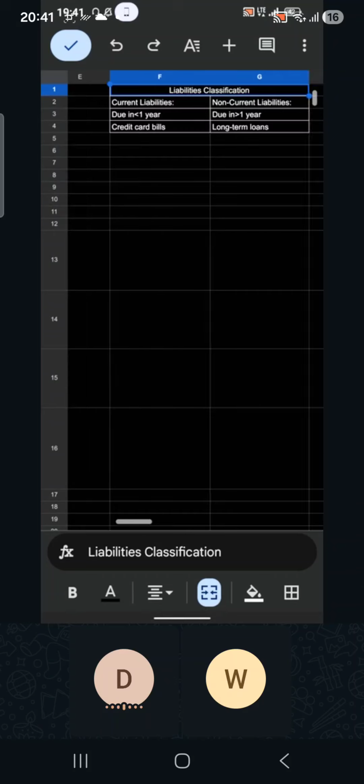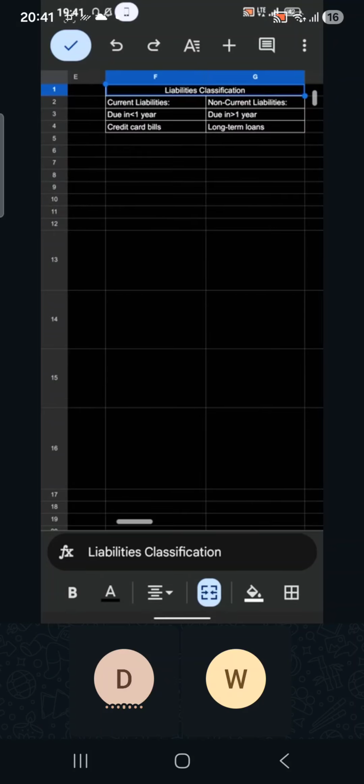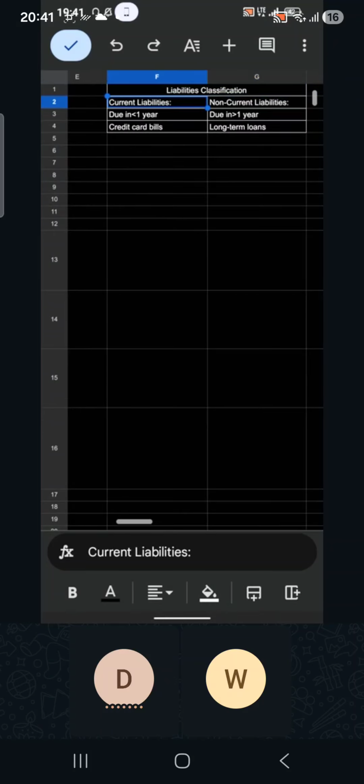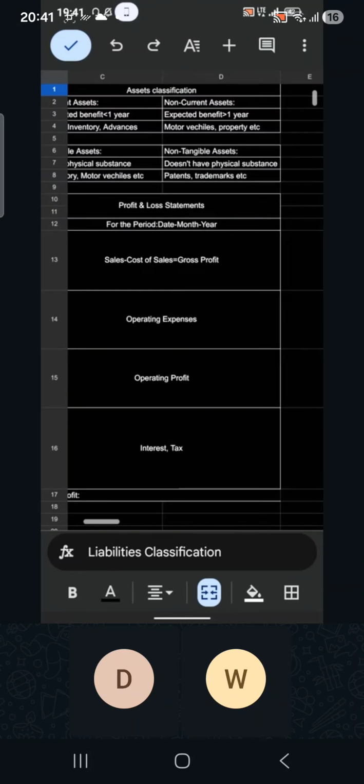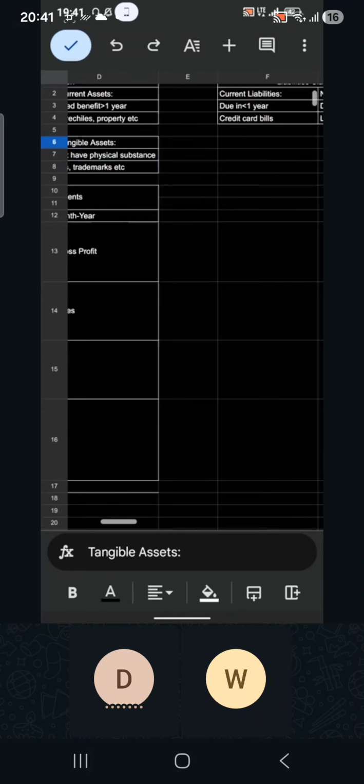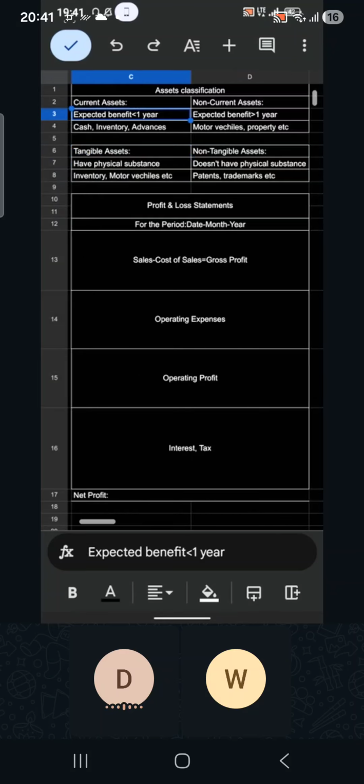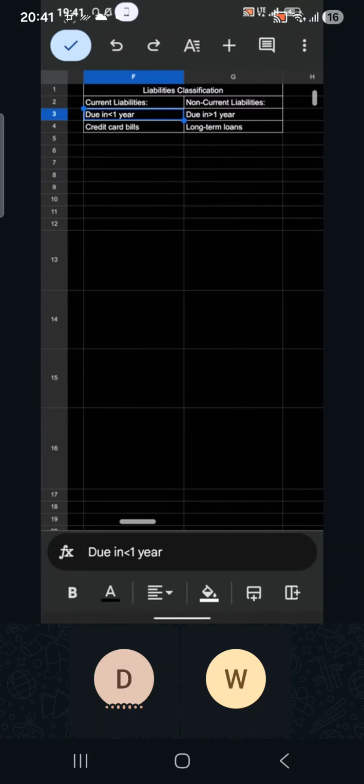And besides that, we got liabilities classifications. There's current liabilities and non-current liabilities. It's pretty much the same as current assets and non-current assets. Current liabilities are supposed to be due in a year. Non-current liabilities are supposed to be due in over a year.